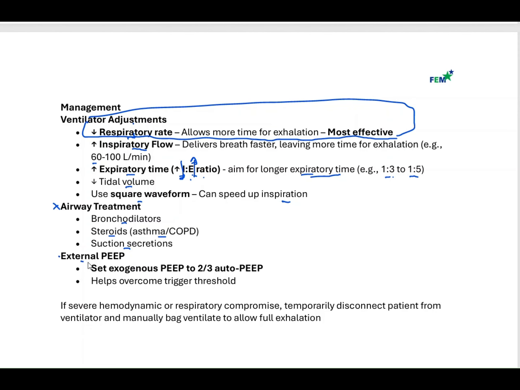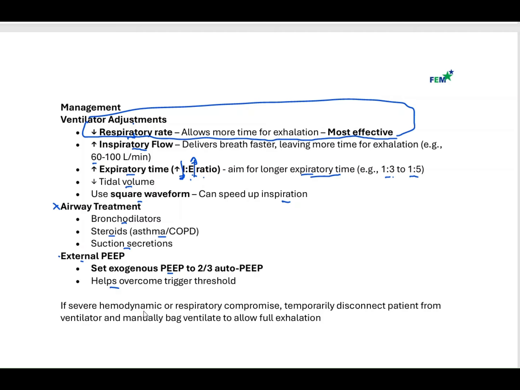And then lastly, you can also apply an external PEEP. Whereby you can set your exogenous PEEP, so your set PEEP, to two-thirds of the auto PEEP. So that auto PEEP that the patient has, you can set your exogenous PEEP to two-thirds of that. And that will actually help to overcome your trigger threshold.